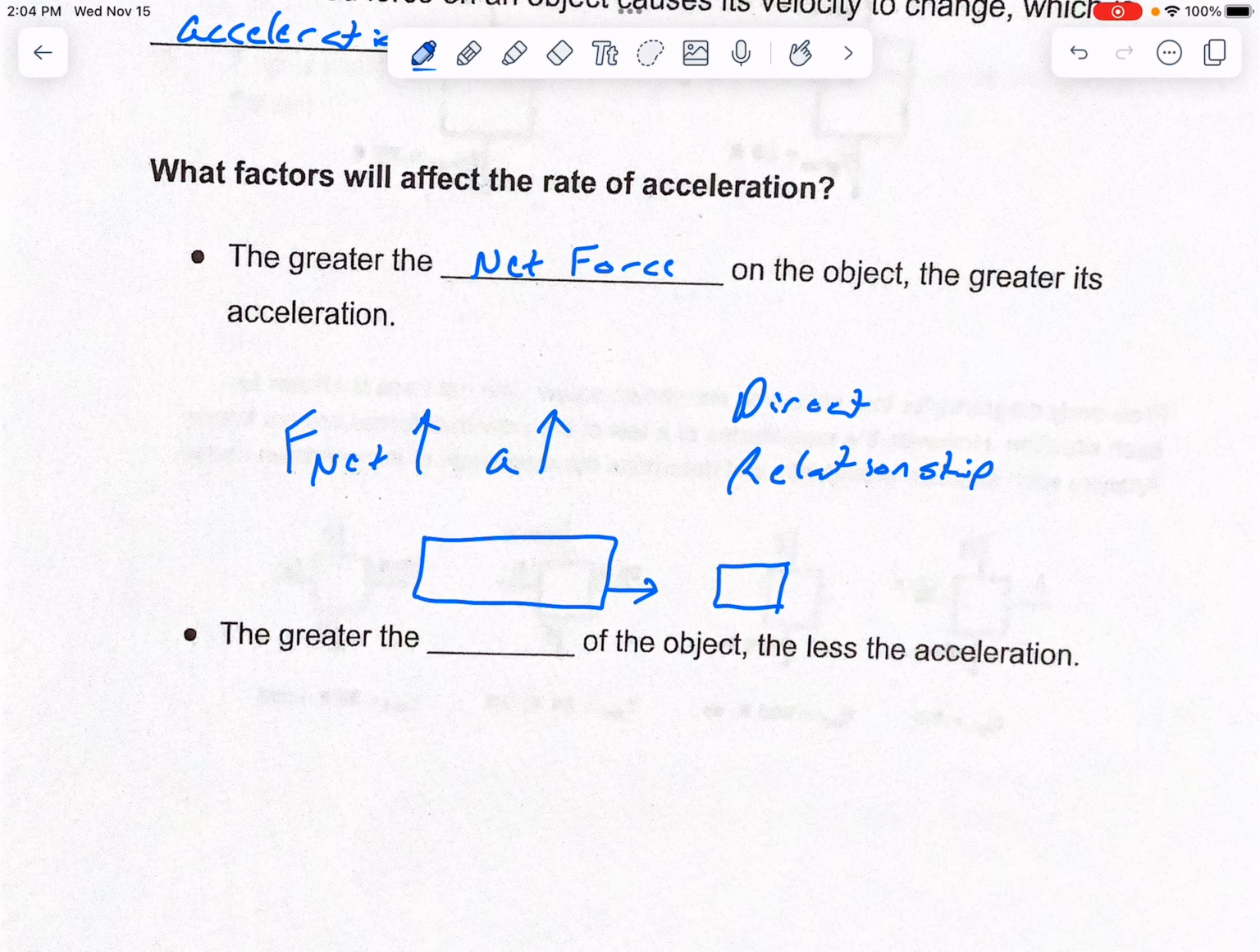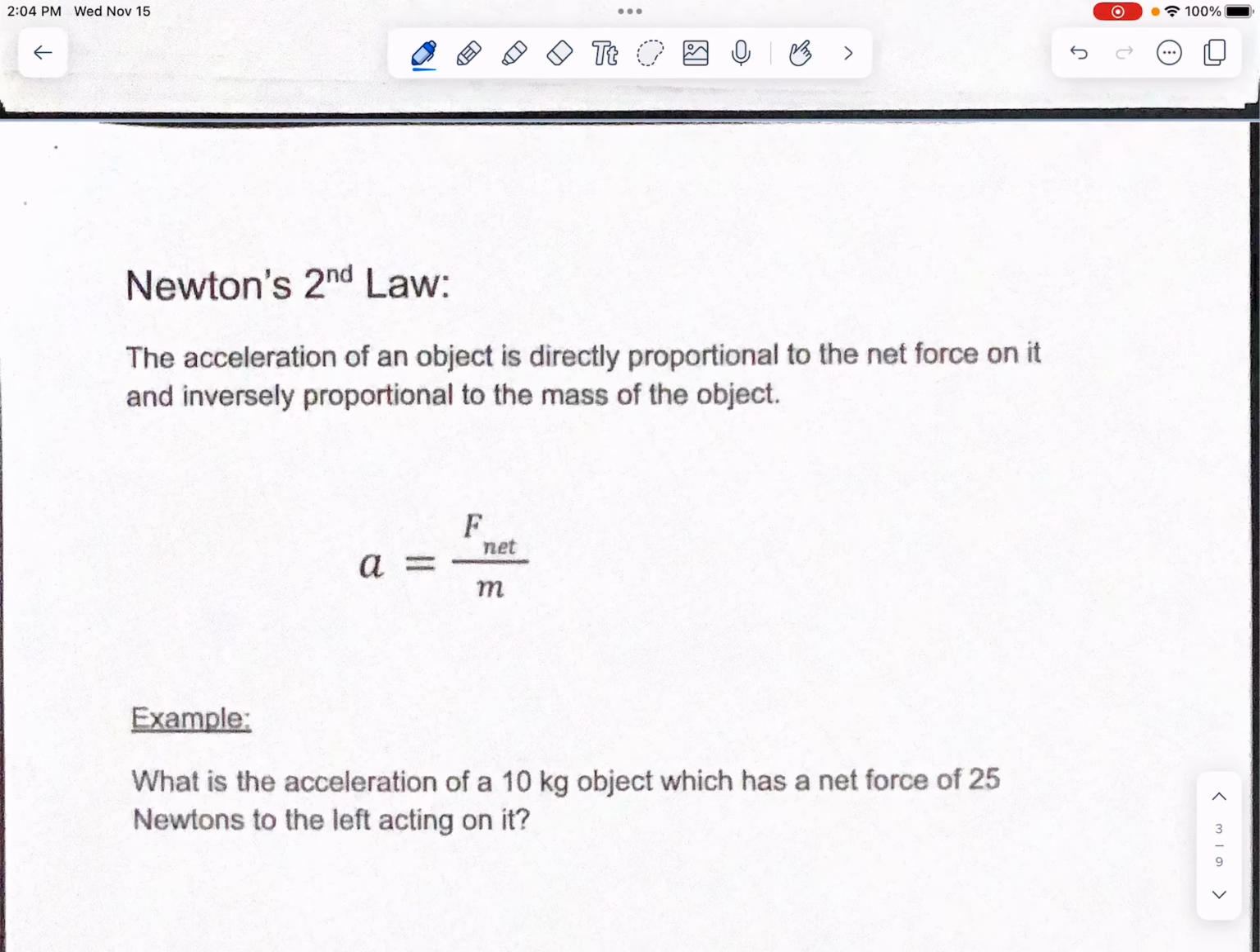Then, the greater the mass of the object, the less the acceleration. So if mass goes up, acceleration goes down. That should make sense. The bigger the object is, the harder it is to get moving and the harder it is to stop it from moving. So that is an indirect relationship. If one goes up, the other one goes down. You really have to make sure you know which one's direct and which one's indirect, because that's what we're going to look into next.